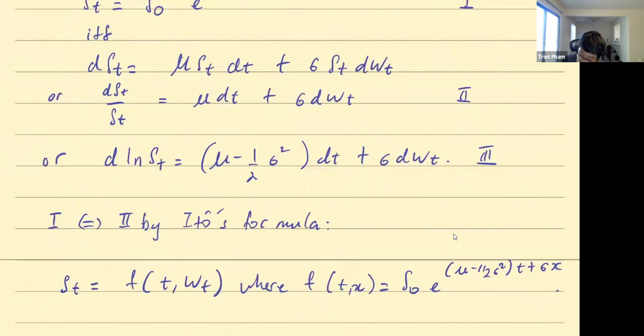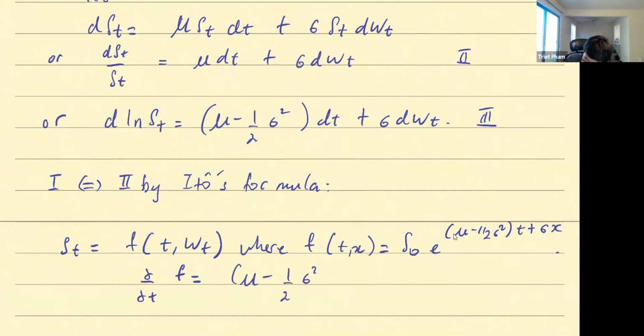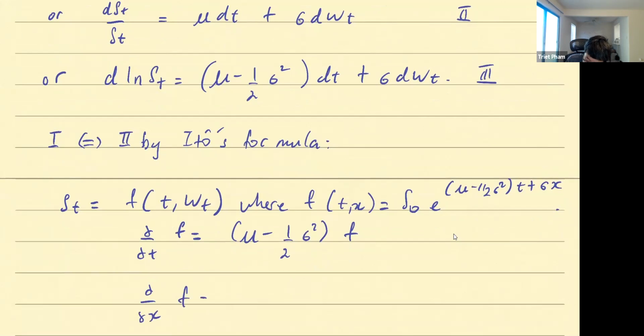Okay. So we do this because certain calculations don't have to be written in a long form like this. For example, the partial with respect to t of f is what? Well, we just bring this guy down. Everything else is the same, which means that it's just going to be mu minus 1/2 sigma squared times f. The partial with respect to x, we just bring this guy down. So it's sigma times f. The second partial will be sigma squared times f by the same reason.